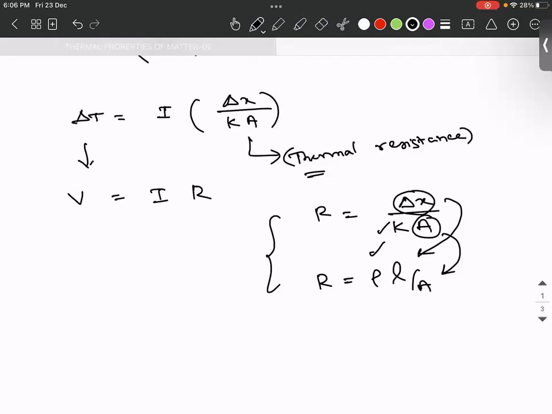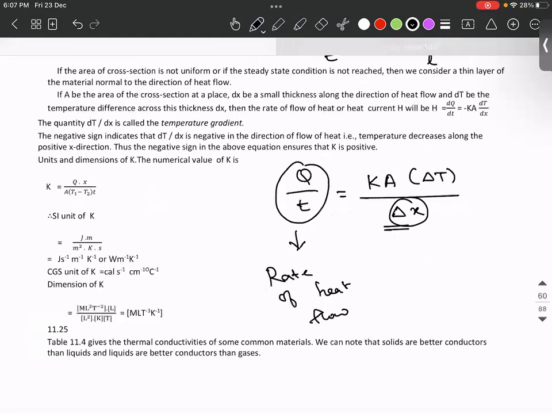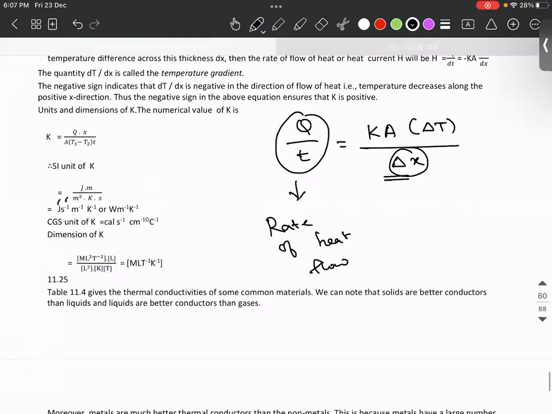What is the unit of K? We check for it now. Joule per second per meter per degree Celsius. Correct. So joule per second can also be written as watt, which is the unit of power. So watt per meter per kelvin. Okay, so that is going to be the SI unit.